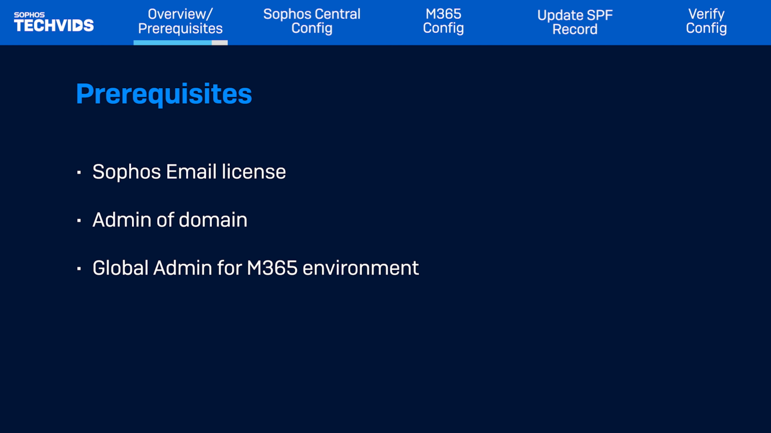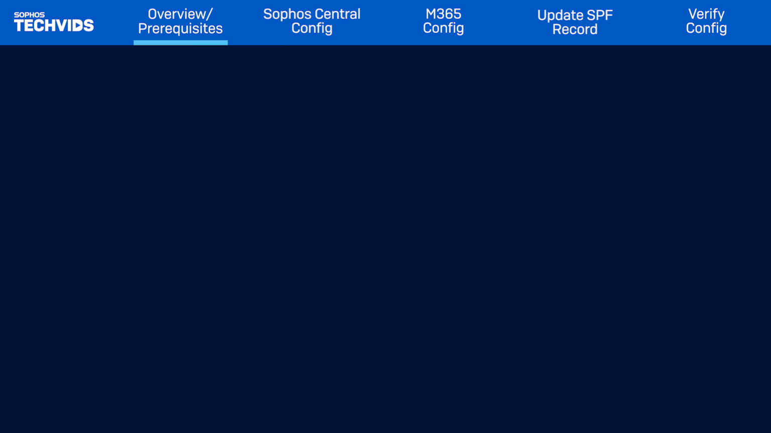Before you start, you must have a Sophos email license. You must be the administrator of the domain. You must also be the global admin of the M365 environment. And finally, you must be a super admin in Sophos Central. Let's get started in Sophos Central.